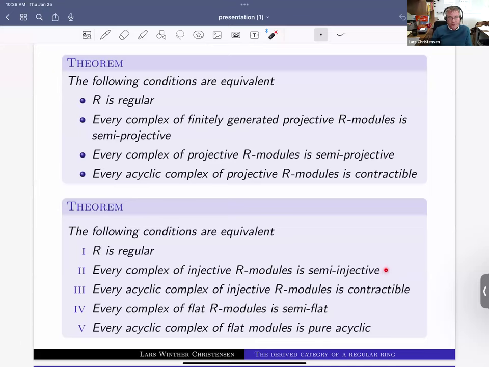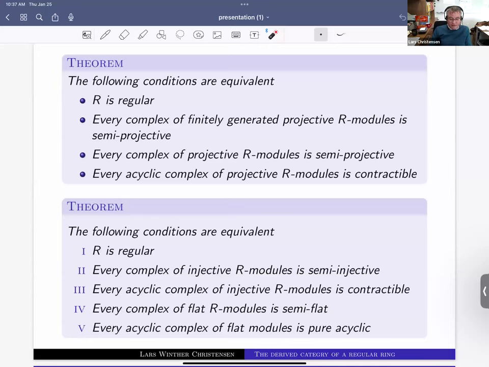semi-injective, being defined dually to semi-projective, or that every acyclic complex of injective modules is contractible. So these two here, 2 and 3, are just the injective version of the last two bullets in the theorem we just went through. What is a semi-flat complex? Well, let's just say that it's one whose character complex is semi-injective. So there's a notion of semi-flatness, and it plays together with semi-injectivity the way flatness and injectivity play together. So we can take that as the definition, and then every complex of flat modules is semi-flat, which is the equivalent of the third condition up here.